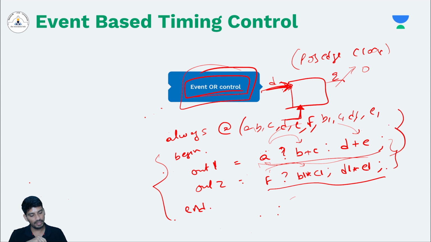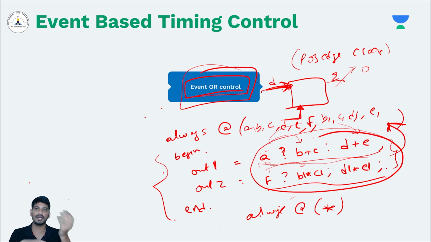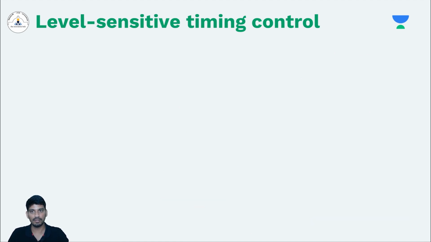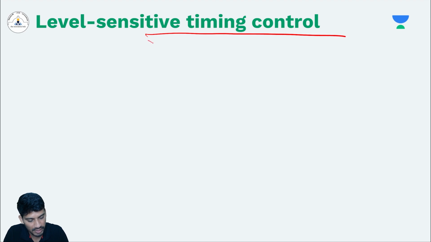Defining all these things is a very tedious job. In that case, you can directly write always at the rate hash trick. So what does it do? It will consider all the things present on the right hand side as the sensitivity list and put them inside it. Whenever there is a change on the right hand side, it will execute the following steps. That is the purpose of always at the rate hash trick. You can use it like this, or directly write always hash trick. Both are the same.